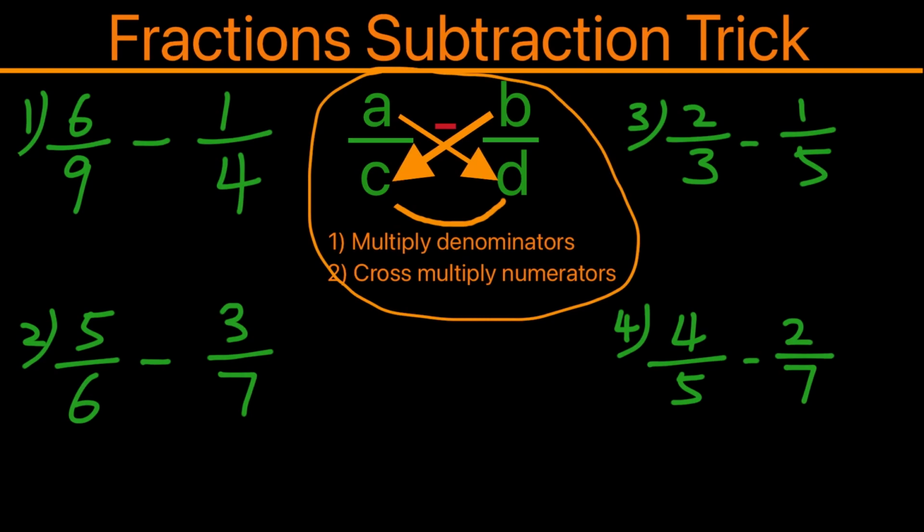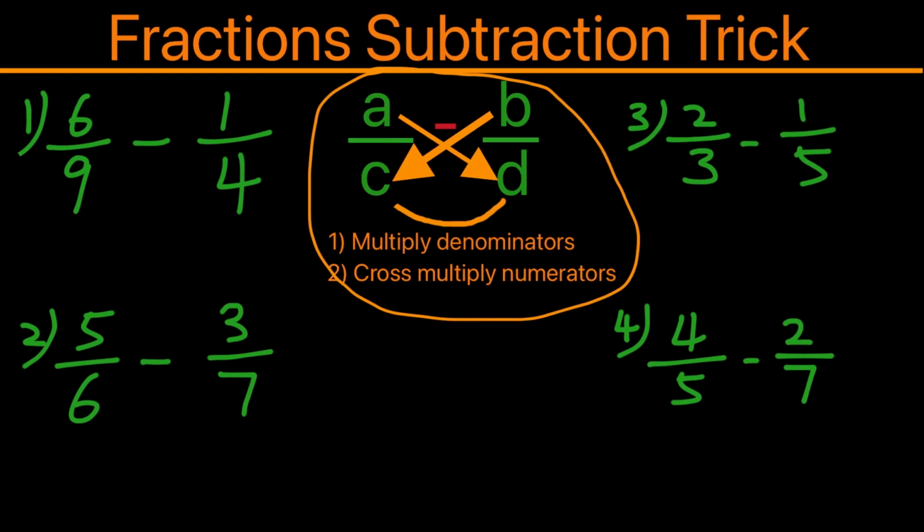In the original method, we would find the least common multiple, but in this shortcut trick, we're multiplying the denominators together and then simplify after, if needed. So let's look at the first example that we have.